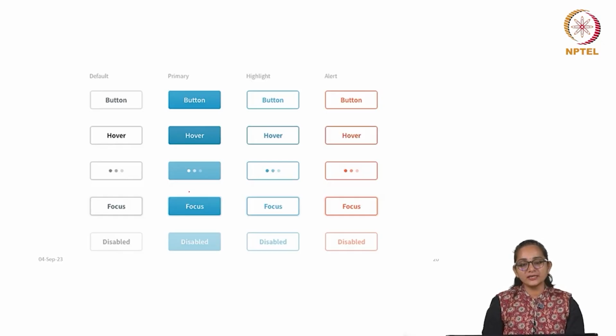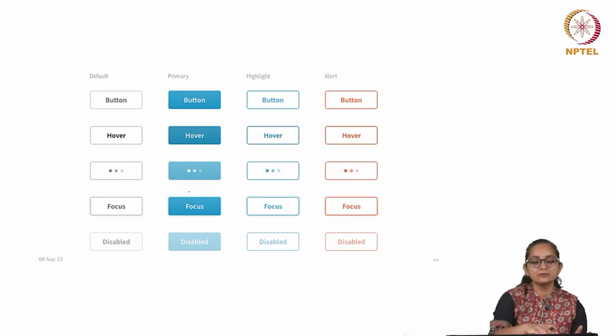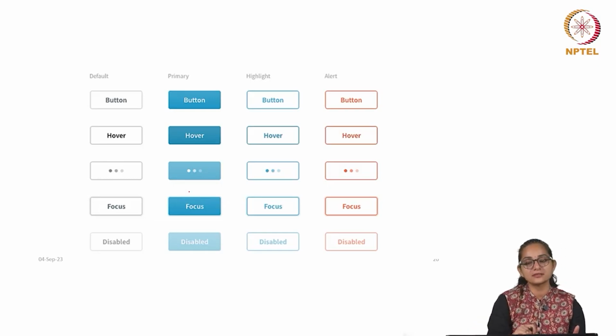This is a kind of study, or this kind of palette, which user interface designers probably create before they start coding or designing an interface. So basically how a default button would look, how primary or important buttons would look like this. If you want to highlight something, then how it looks. If it is an alert button, then how it will look. And also different aspects of it.